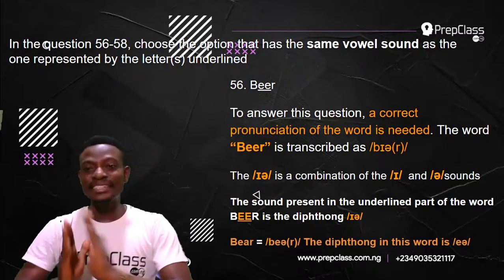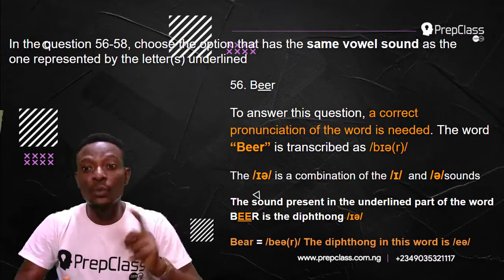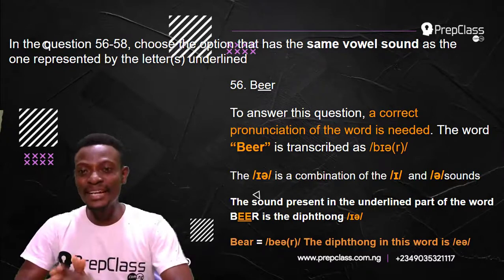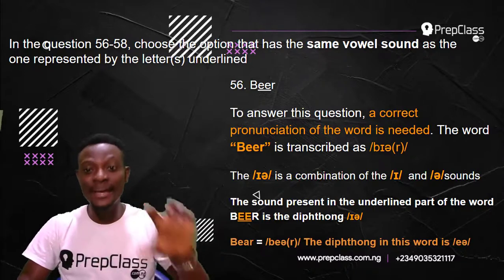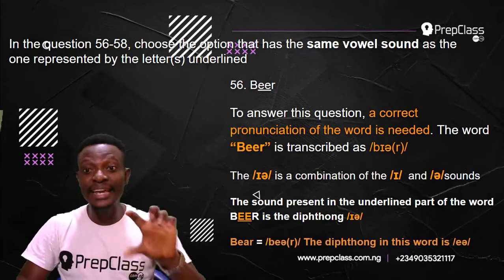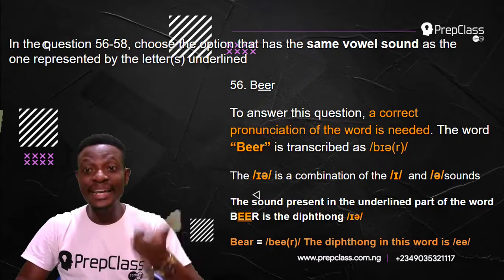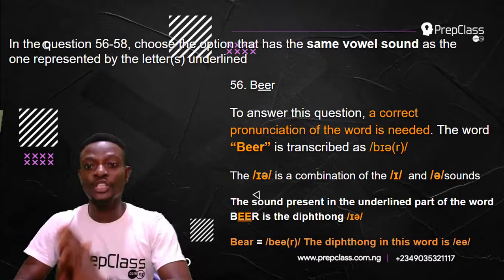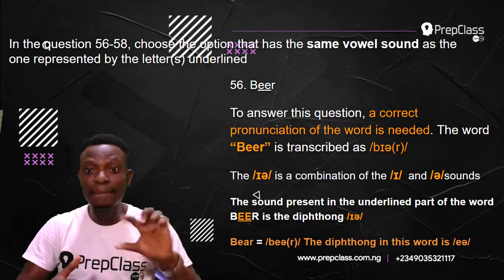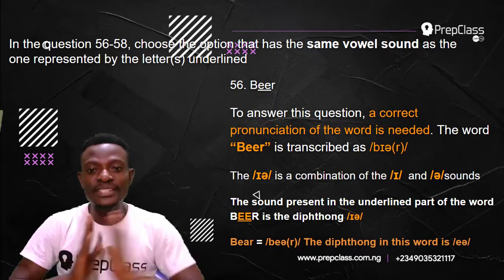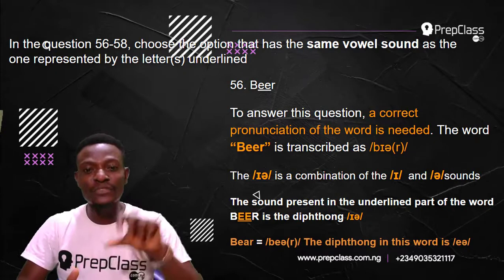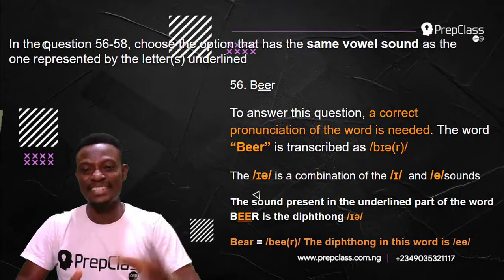Now, to answer this question, a correct pronunciation of the word is needed. The word in the question is beer, and it's transcribed as B and ear. Now, the ear is a combination of the short vowel E and E. So, the sound present in the underlined part of the word B-E-E-R, where we have E-E underlined, is the diphthong ear.